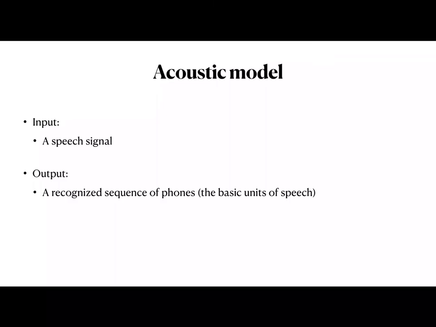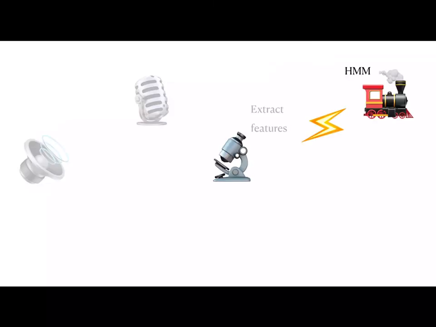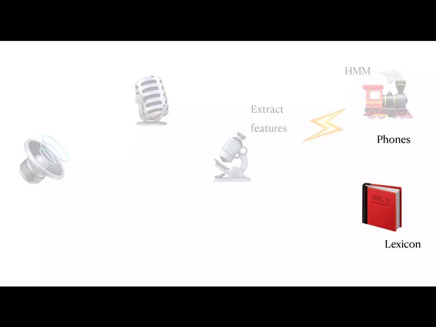We want a recognized sequence of phones. Remember that phones are the basic units of speech. So once we've extracted features, the next step is to use a technology called a hidden Markov model, here represented by this cute little train, to go from a list of feature vectors to a list of hypothesized phones. This will eventually involve a lexicon, but before we get to the lexicon, let's go over to the whiteboard and work through together a little bit of the technical details of how a hidden Markov model works.